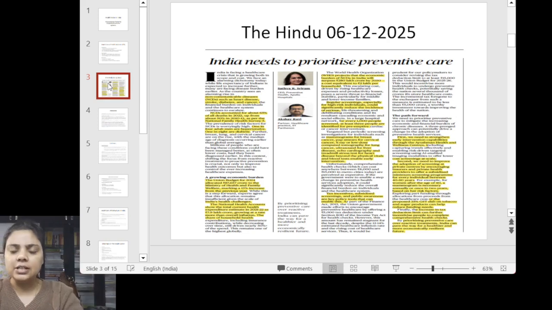So this is the article which we have today in the newspaper. I have just taken the screenshot and highlighted the important points here. I don't know whether it's visible to you or not, but I'm damn sure that you all have your newspaper, so you can highlight the points which are relevant for you.